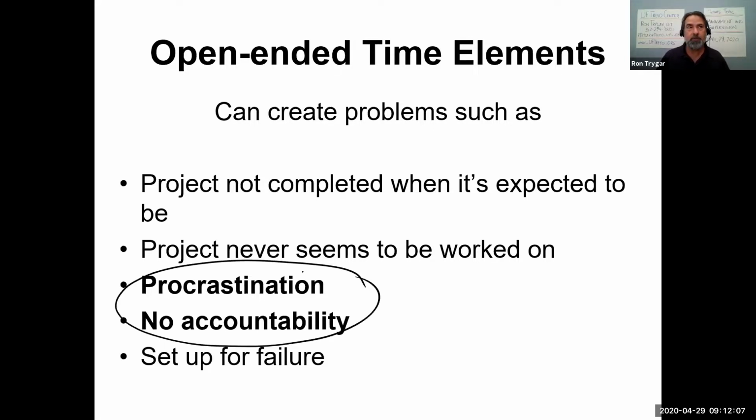So tasks tend to get put off until the last minute if you do not give people some idea of the deadline. If you say, hey, work on this whenever you get a chance, projects tend to not be worked on. If you say, I need this done by a certain time and date, then we have an idea of what needs to be accomplished and when it should be accomplished. So in some cases, projects never seem to get worked on if they're just given open-ended time elements. And it really does, believe it or not, set that up for failure, failure to be accomplished.